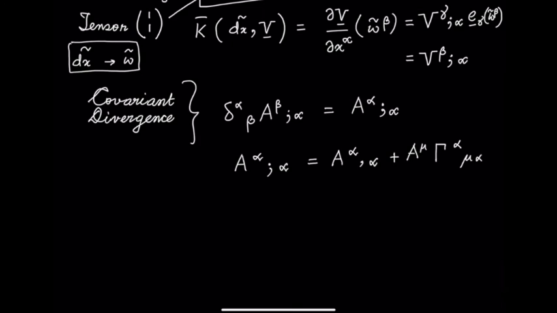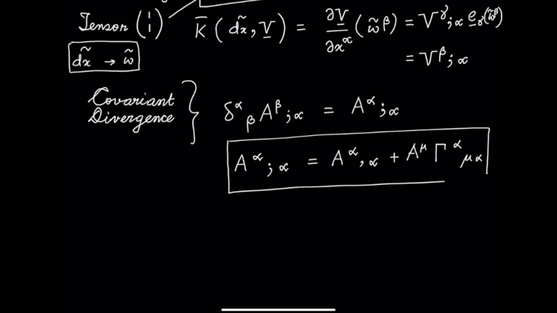So this is the definition of the covariant divergence. And you can see it's a scalar.